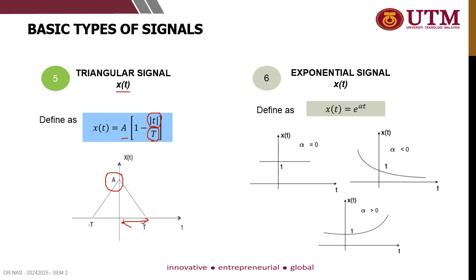Okay, meanwhile, exponential signal given by e to the power of alpha t. So the signal or the shape of the exponential signal will be dependent on the alpha, whether it is 0, positive or negative values. Okay, you can look at the figures here. So the signal shape will be different depending on the alpha. If alpha equal to 0, alpha is less than 0, and alpha is larger than 0.